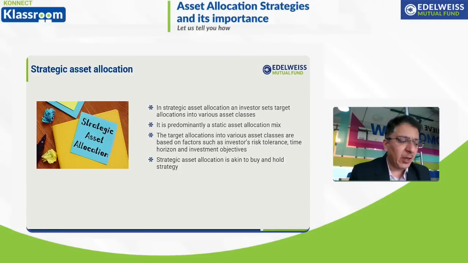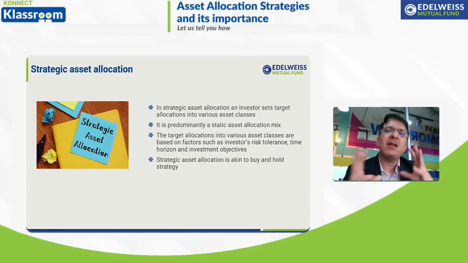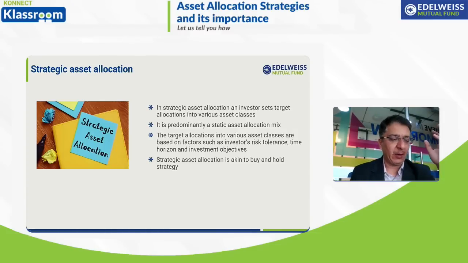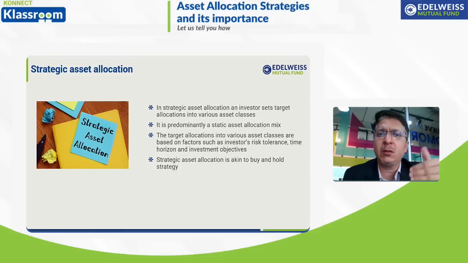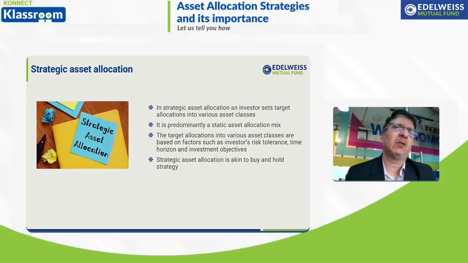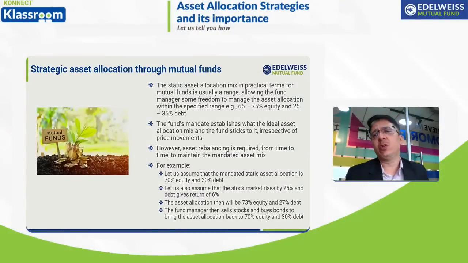So it's predominantly a static, buy and hold kind of strategy, where you decide on an asset mix and you stay with that, right? And the idea is that I have decided on this strategy, and now this strategy will work in my favor during the course of my investment journey, and so I just stay put basis that decision that I have made. So that's one of the most simple asset allocation strategies that we all can deploy: a strategic asset allocation. How do you do this through mutual funds?